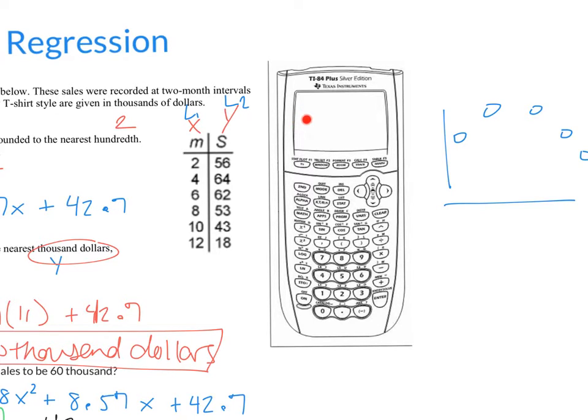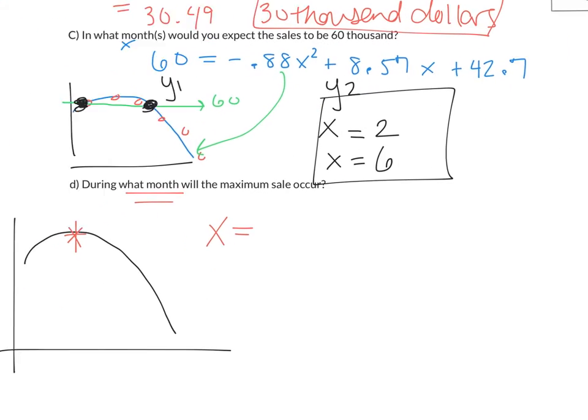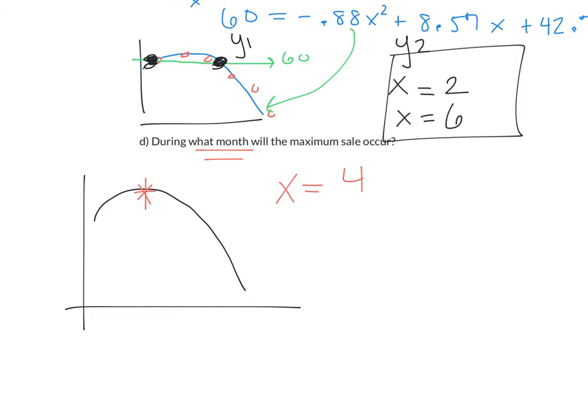Once you get there, around here, you press enter. Then your calculator will ask you right bound. So you'll bring your blinky dot over here and you'll press enter. Then it'll say guess, press enter one more time, and it'll bring you to your maximum, which is 4.86939197 with a y value of 63.565028. So that maximum occurs in month 4. During what month? Month 4.